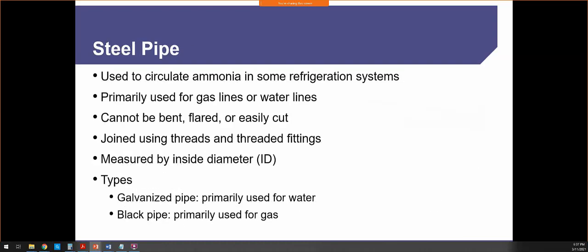And then there's steel pipe. It's used to circulate ammonia in some refrigeration systems, primarily used for gas lines or water lines. We'll have a black pipe or we'll have a galvanized pipe. All right, the galvanized sort of looks like a silvery color. It's a black pipe that has an anti-corrosion coating on it, and so a lot of older homes have galvanized pipes in there, and it's supposed to keep the pipe from rusting out.